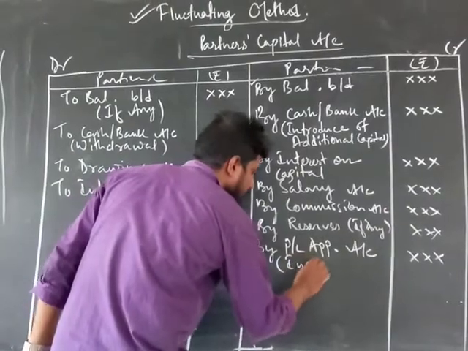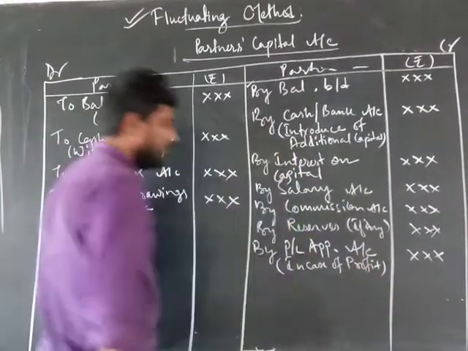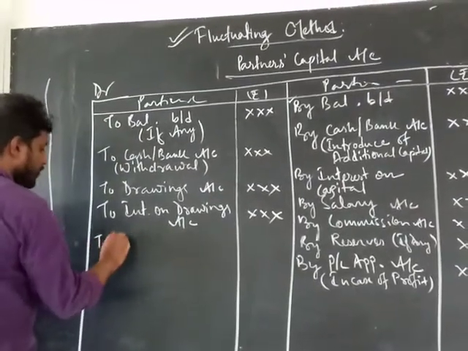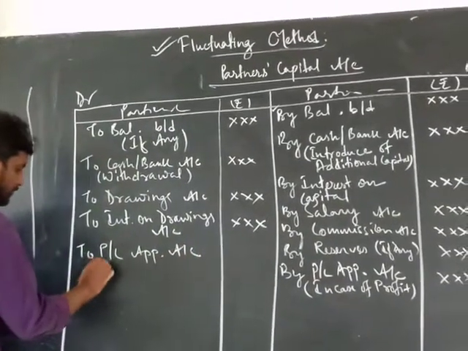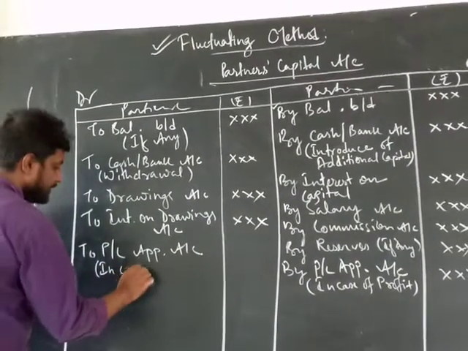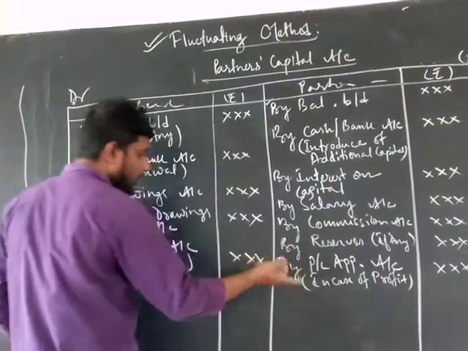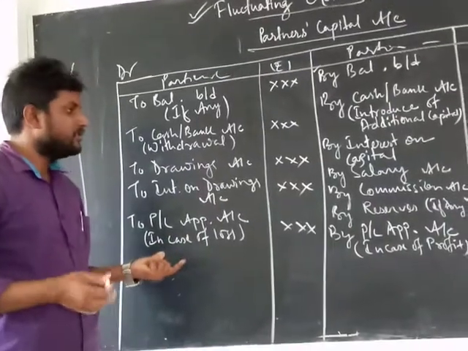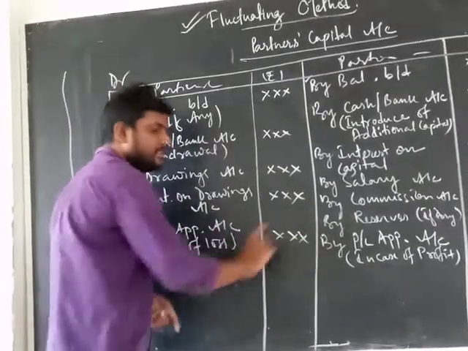In case of profit. Got it? In case of profit, this side also we can write to profit and loss appropriation account. In case of loss. Now see, don't write both at a time during the examination. Otherwise you will get confused and your account will be wrong. Either of two you have to consider.